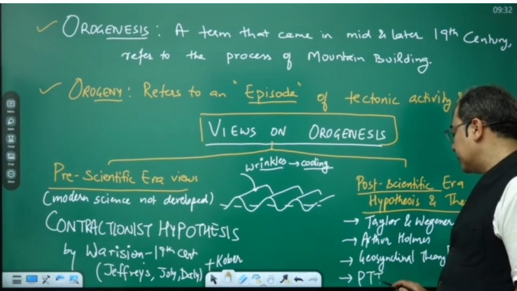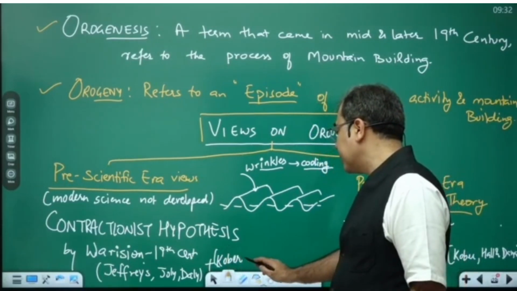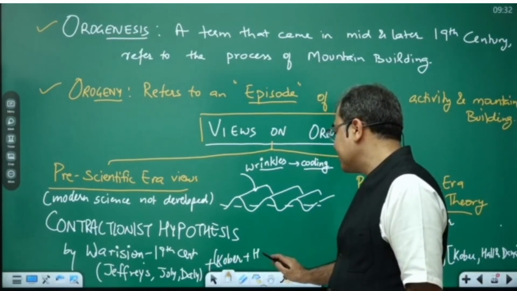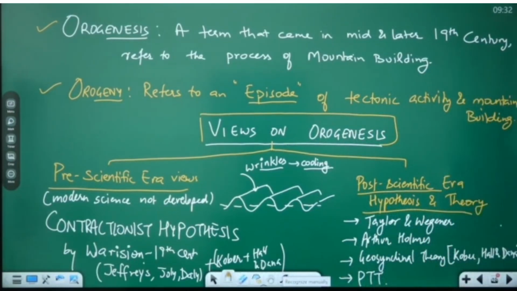Plate tectonic theory. I'm putting them in a separate bracket. Kober plus Hall and Dana. There is some contraction in these too. We'll talk about that. Is everyone okay? So we're going to talk about these theories one by one, and let's see how they are created for us. Everyone with me on this?